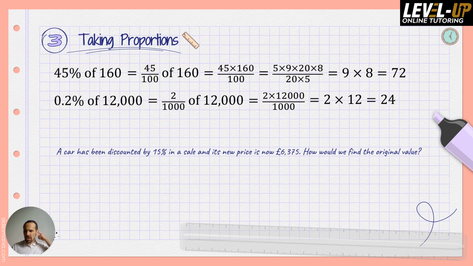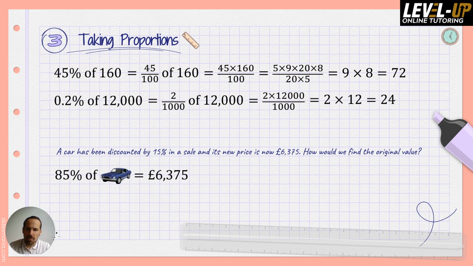So let's look at a reverse scenario here. A car has been discounted by 15% in a sale, and its new price is £6,375. And we're trying to work out the original value. In these kinds of scenarios, you don't really want to work out the 15% and then try and deduct it from the original value or add it back to the value or anything like that. The best thing to do is to think of it as we had 100% of the value before, and now it's been discounted 15%. So we've taken 15% away.